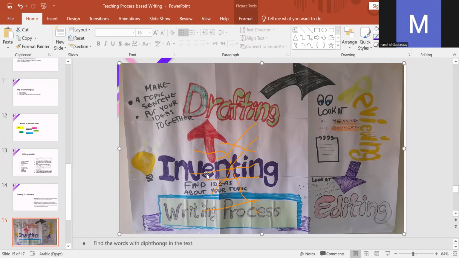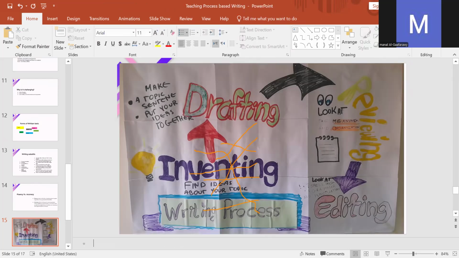Comes next the stage of drafting. In drafting, students make use of the ideas they came up with at the stage of inventing, and they start to make sentences that correspond to the plan they started at the very beginning. So at the stage of inventing, students plan for their text. If you ask them to write a story, they have to draw a map of the sections, what to be included at each section.